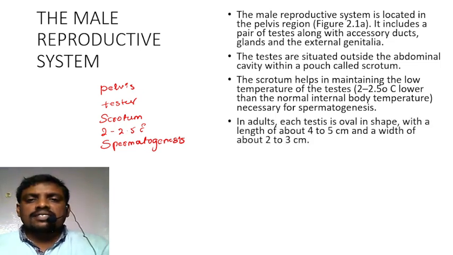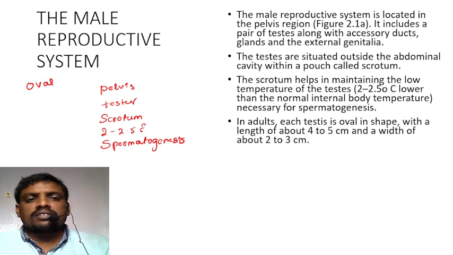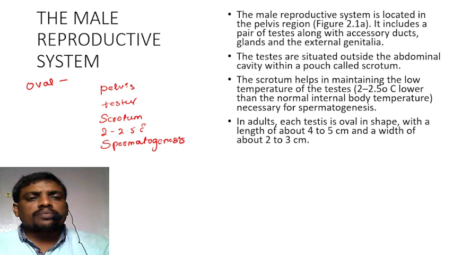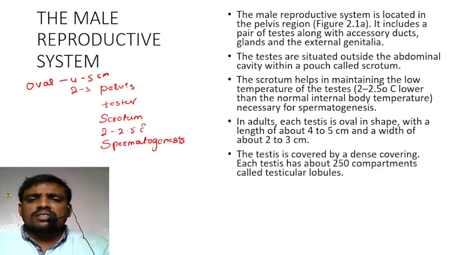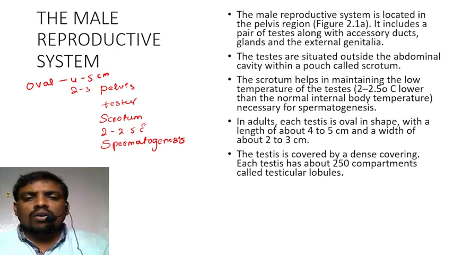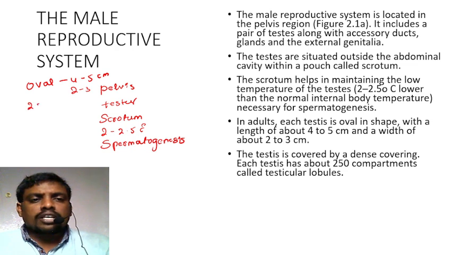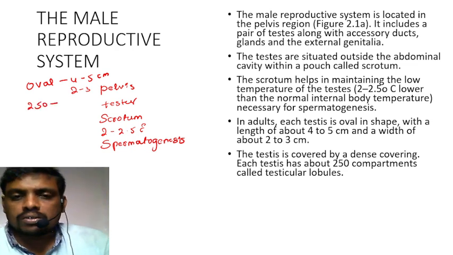In adults, each testis is oval in shape, with a length of about 4 to 5 centimeters and a width of about 2 to 3 centimeters. The testis is covered by a dense covering, and each testis has about 250 compartments called testicular lobules.